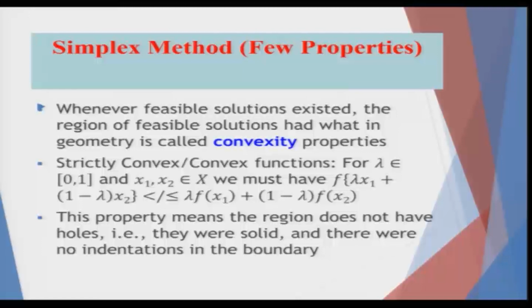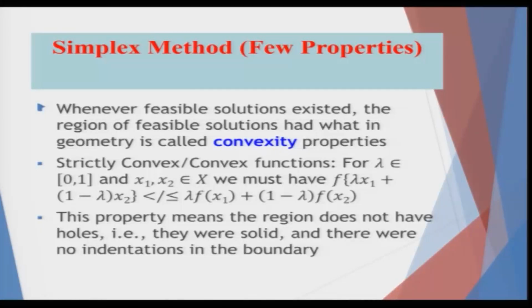So, a few of the properties. Wherever feasible solutions exist, the region of the feasible solution has what in geometry we call the convexity property. The convexity property should hold true in order for us to apply linear programming using the simplex method, such that you will have a feasible region and a set of corner points, and the corner points lead us to the case where the objective function, when you are trying to maximize or minimize, gives you a feasible optimum solution.